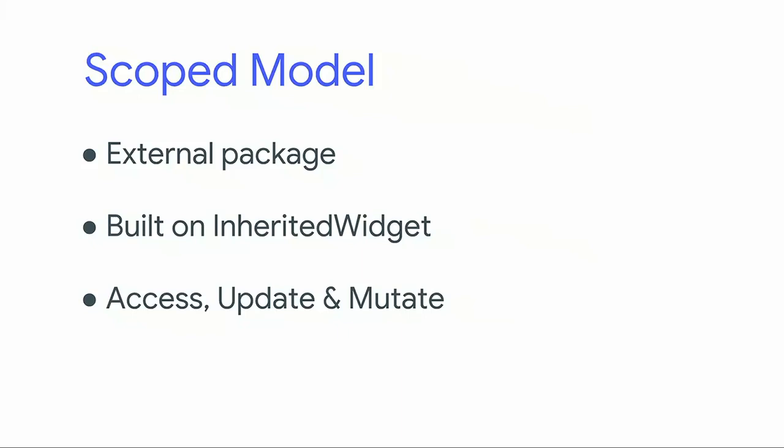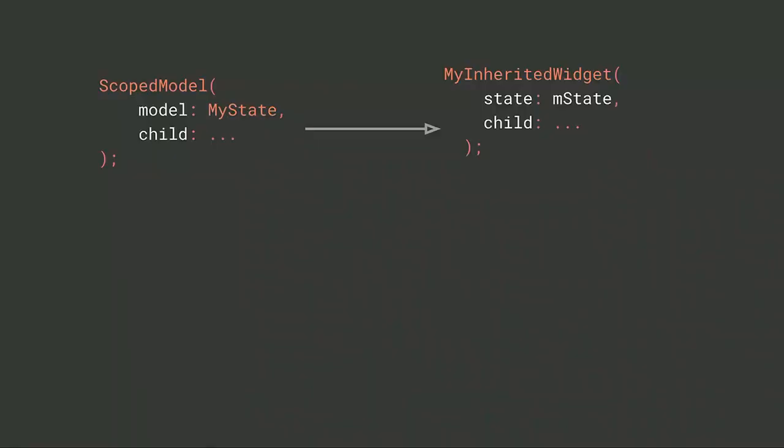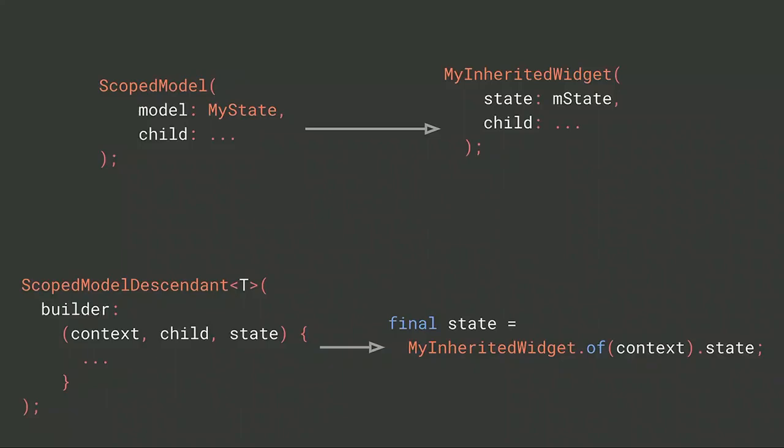So what we're going to do is look at a library called scoped_model. And scoped_model is an external package. It's built on top of InheritedWidget. And importantly, it gives us a more fine-grained way of rebuilding parts of our tree. And it allows us to mutate state as well. So looking at code real quick, ScopedModel equates to my inherited widget. And we have what's called a ScopedModelDescendant, which gives us access to the state.